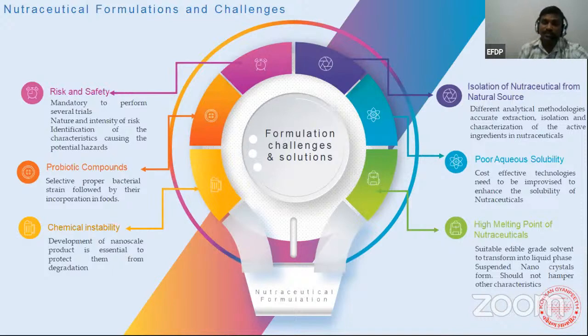Along with that, it will increase the absorption. Now the next point, which is a challenge, is the high melting point of the nutraceutical. Here we are utilizing fatty alcohols, carotenoids, as well as phytosterols. These are normally crystalline at room temperature, but they will create a problem when they are incorporated in food or nutraceutical processing.